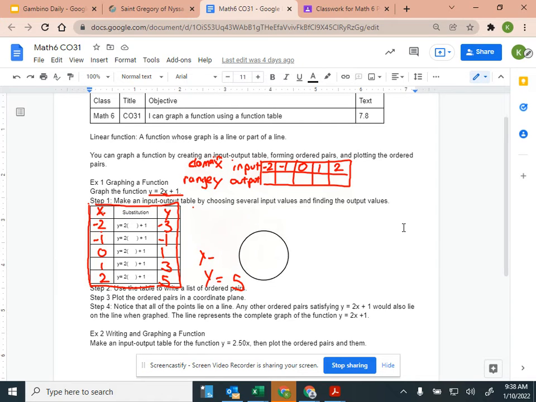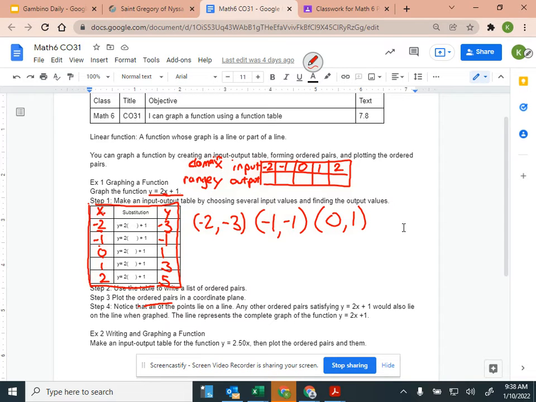So now that we have our x's and our y's, we can make our ordered pairs. So we have negative 2 goes with negative 3. We have negative 1 goes with negative 1. We have 0, 1. We have 1 and 3. And then we have 2 and 5. So we have all those ordered pairs.